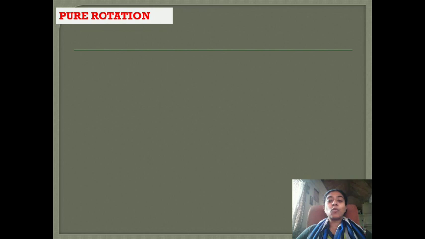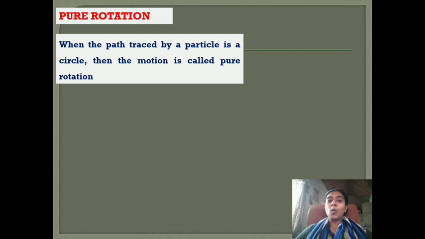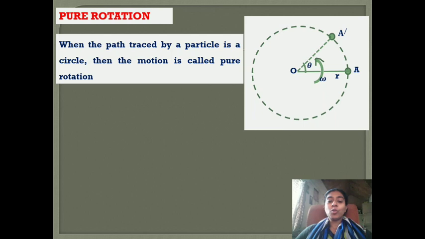So first of all, we will see what is pure rotation. When the path traced by a particle is a circle, then the motion is called pure rotation. Now you can see the particle A. This particle A has moved from A to A dash, and the path traced by the particle is a pure rotational path.